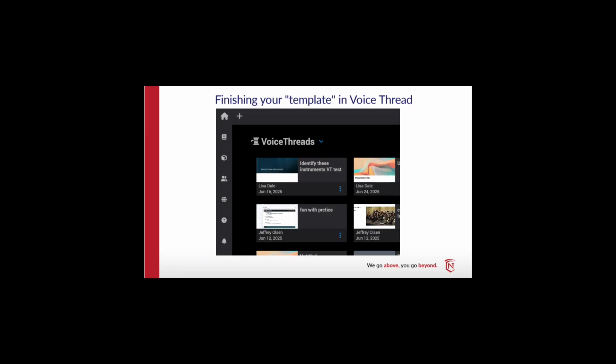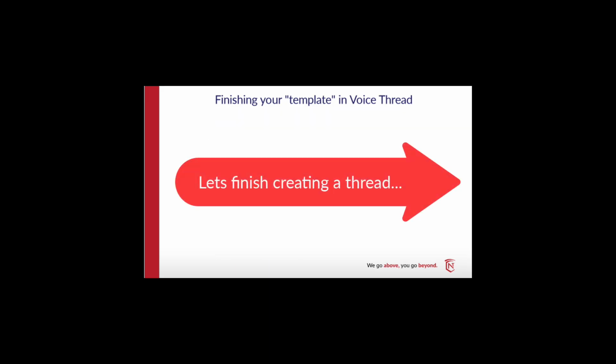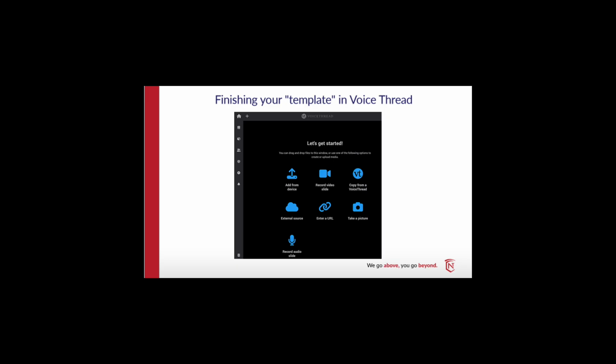If you look at the left side of the interface, you will notice a toolbar. We will take a deeper dive into each of the tools in a different video. For now, you want to go to the top of the list and choose the plus icon to the right of the home icon. This tool is for creating a new thread. Now, we will finish the process of creating a thread template for a future assignment. A box will open labeled Let's Get Started.